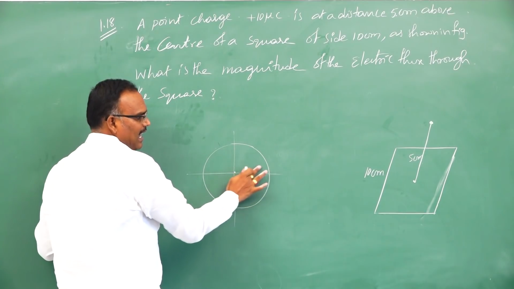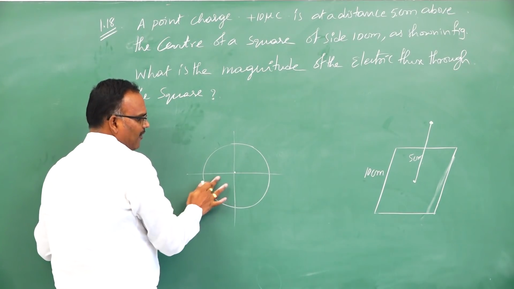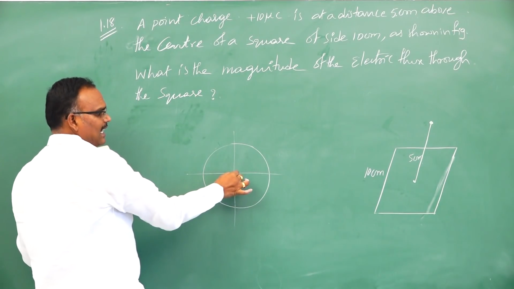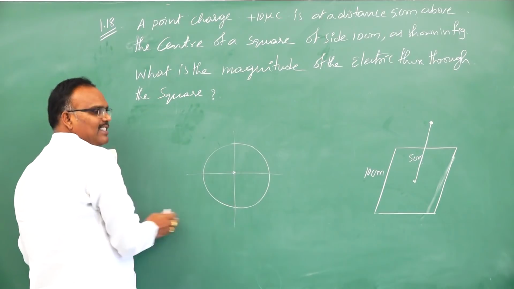Flux through this area and this area and this area is the same, because the charge is at the center. Here we have a symmetry.